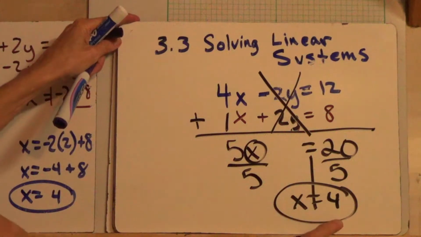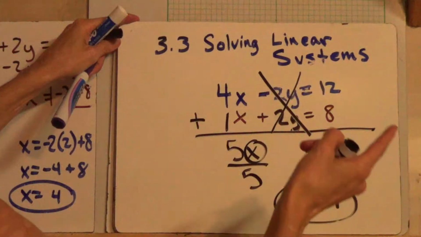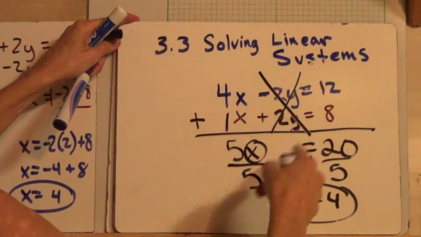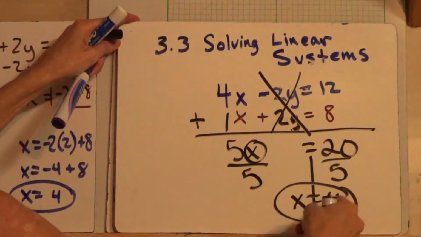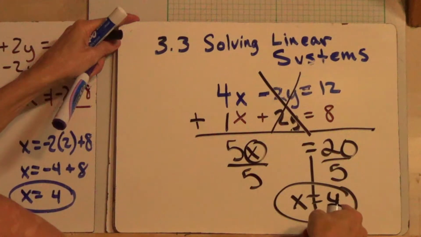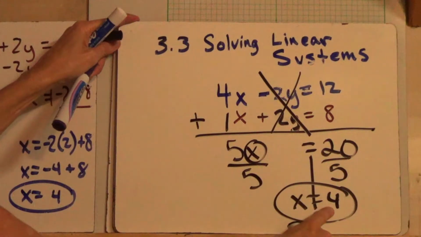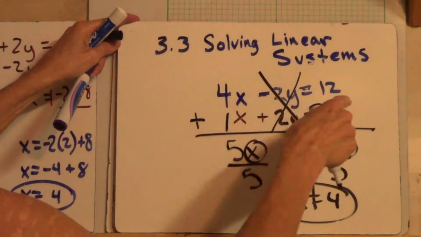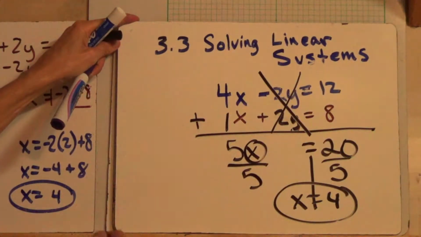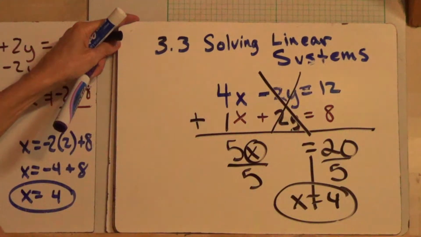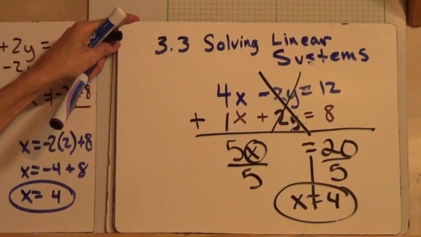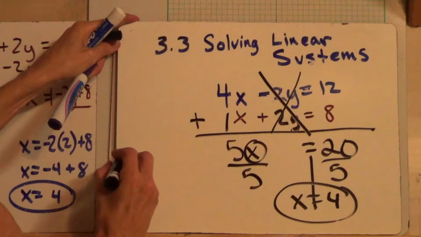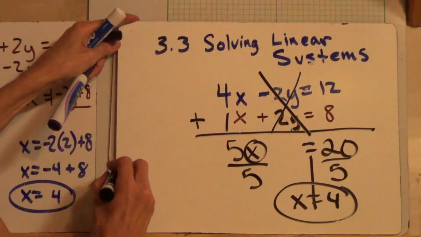Now once I get the 4, don't forget, I'm thinking of a solution to a system, so it should be a point, especially since I found the x value. All I need to do is take this 4 and plug it into one of these equations for the x. Either one will work, because you're going to get the same y value. So I'm going to go with the easier one here.